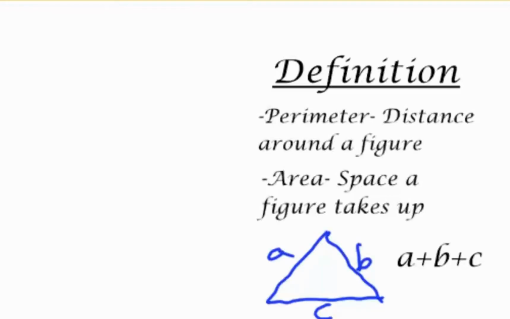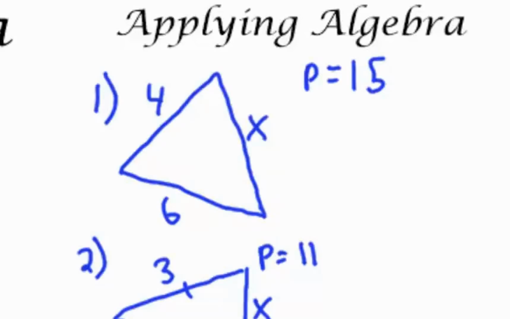So I have a triangle, sides A, B, and C. To get the perimeter, I would add the three sides, A plus B plus C. And in this case, I can apply algebra to this. So let's look at three problems where I know the perimeter and I'm looking for a missing side.